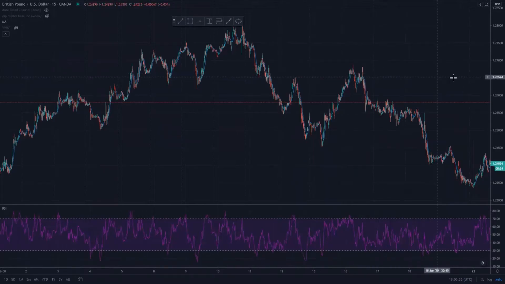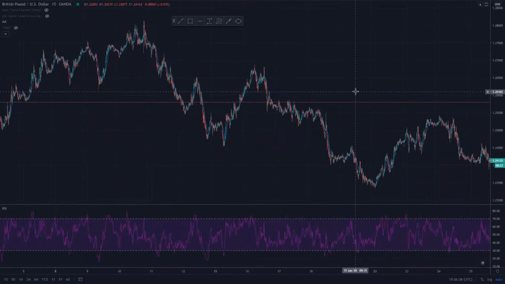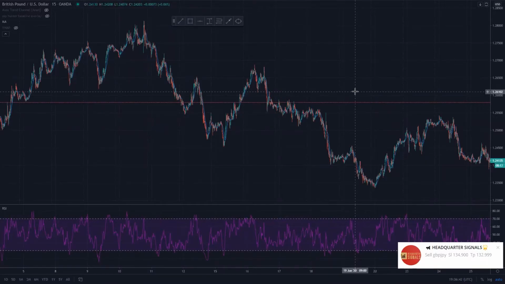Now you can use this if you are a swing trader. So when you saw the divergence, if you are first, you enter for the sell. Now the second, when you saw the divergence again for the sell, so you can enter one more sell. You can use it for this.